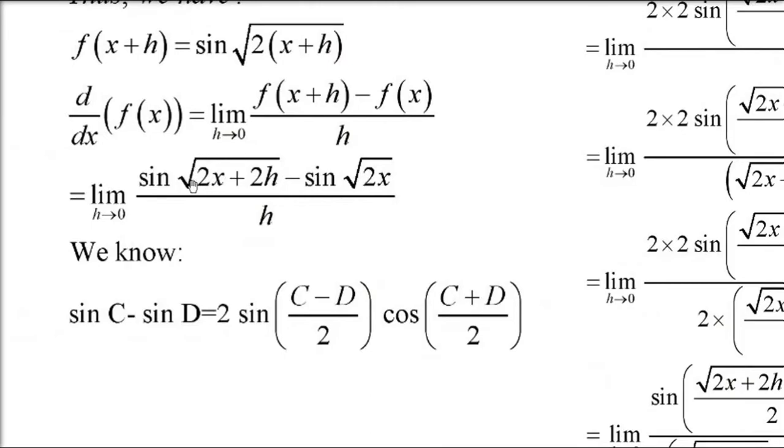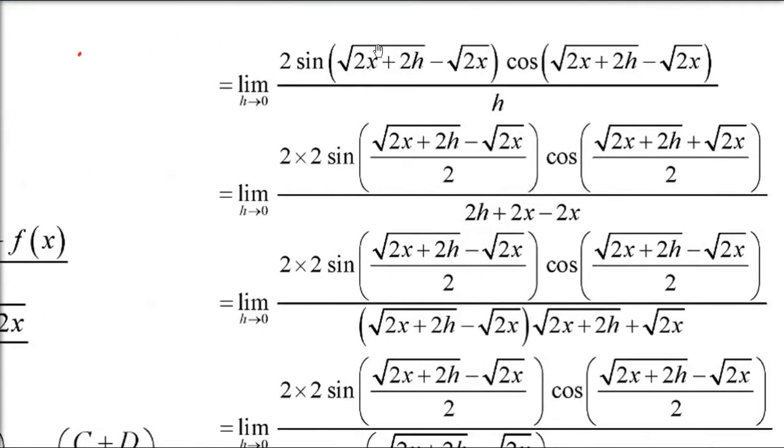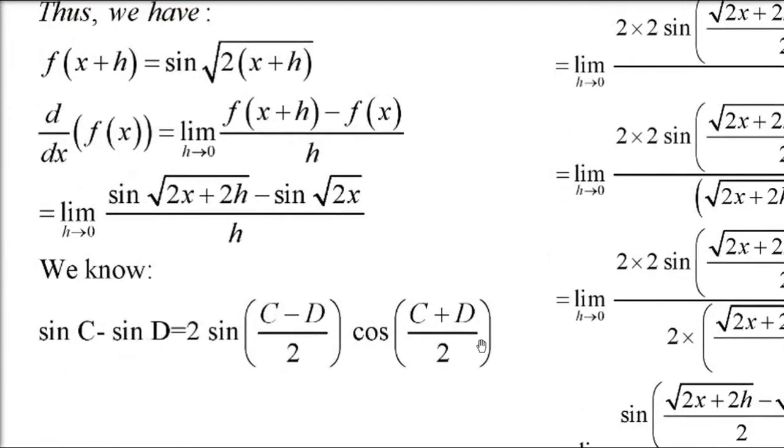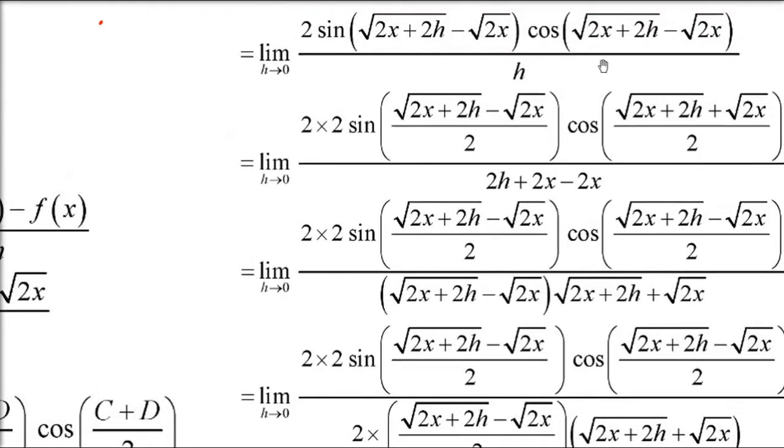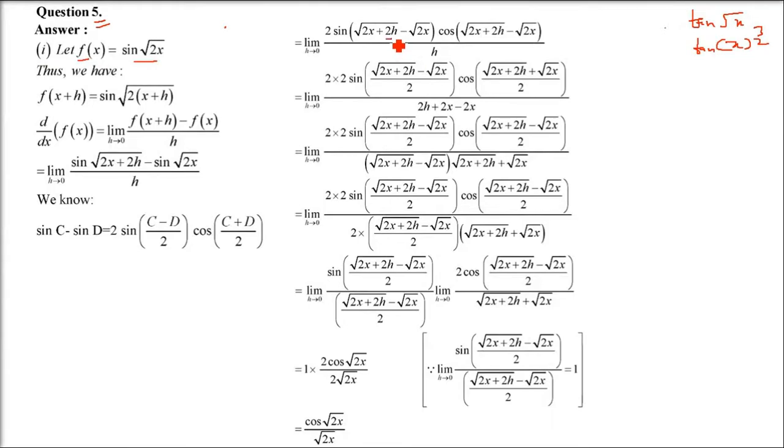Now this is sin c minus sin d. So sin c minus sin d is 2 sin((c minus d) by 2) cos((c plus d) by 2). This is c minus d by 2, this is c plus d by 2. So we'll just make it as plus. This is divided by 2 also, and this is also plus.